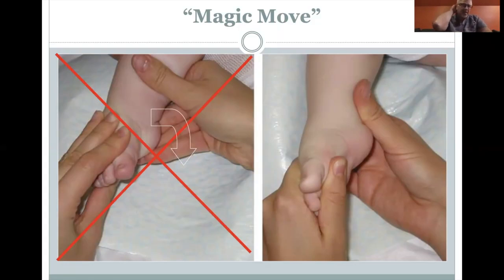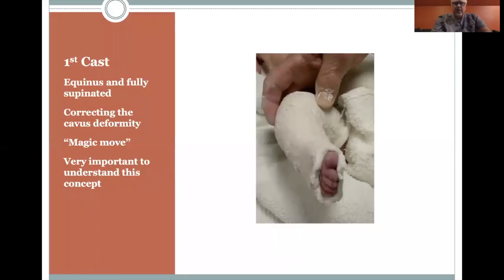So in the first cast, it's almost going to look like you're making the deformity worse. But what you're doing is getting the front part of the foot and the back part of the foot on the same plane, because initially they're not. And this is what it looks like. You can see how it looks excessively supinated. The equinus remains and the foot's in full supination, and you're correcting that cavus deformity, getting the forefoot and rear foot on the same plane. This is called the magic move, and this is a very important concept because you cannot really start abducting the foot as a unit until you get the forefoot and rear foot on the same plane.